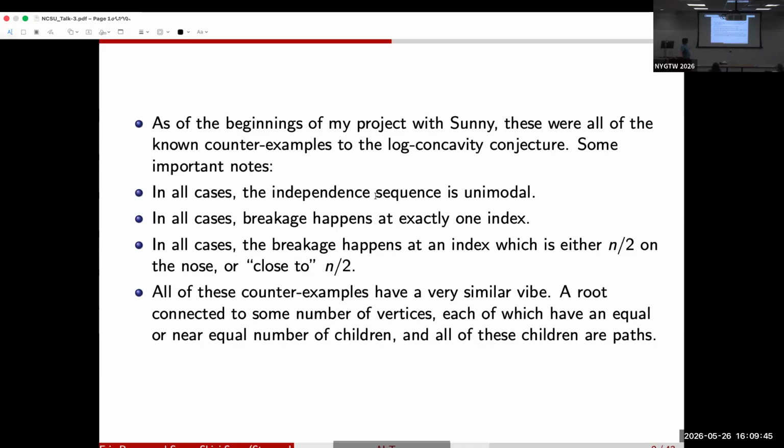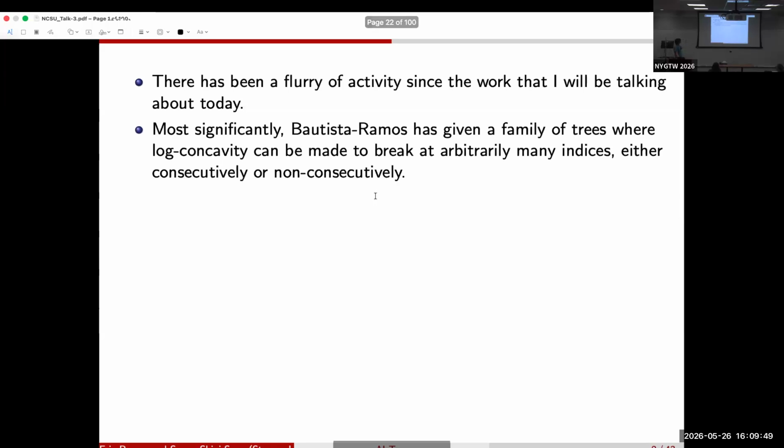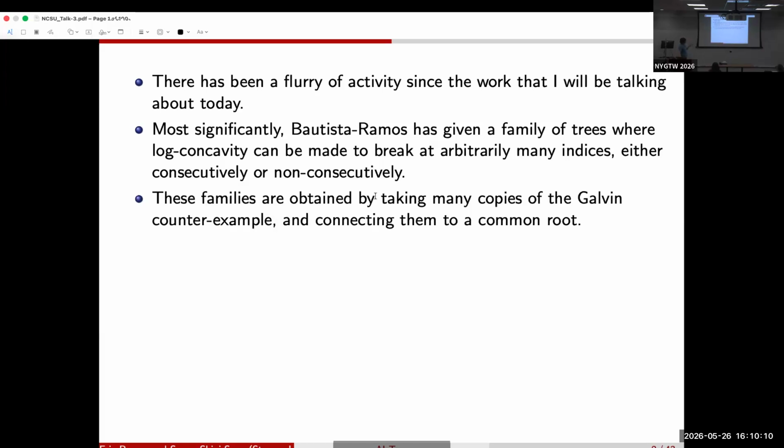But now since this project has appeared in print, there's been a flurry of activity. Most significantly, Bautista Ramos, no relation, has given a family of trees where log-concavity can be made to break at arbitrarily many indices, right? So it's not just that there's only ever one breakage. It can be made to break any number of times in the sequence, either consecutively or non-consecutively. These families are obtained by taking many copies of the Galvin counterexample and connecting them to a common root.